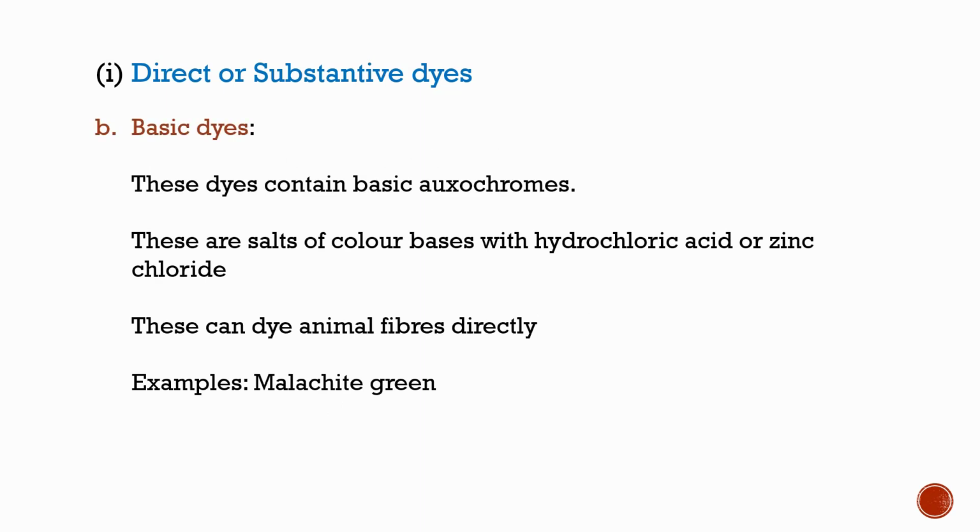In basic dyes, the auxochromes are basic in nature. These are salts of color bases with hydrochloric acid or zinc chloride. These can dye animal fibers directly. Example is malachite green.